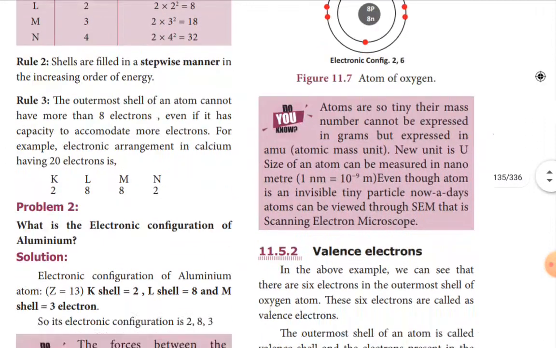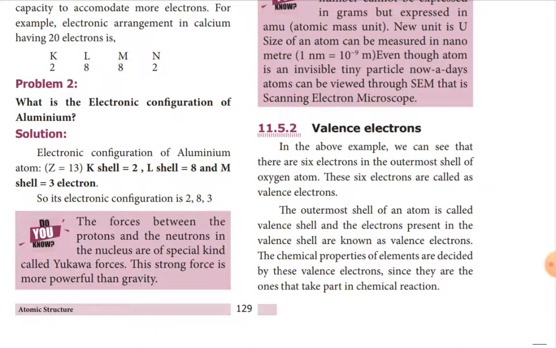Then next we are going to study about valence electron. So what is called a valence electron? That is the electron present in the outermost shell of an atom. There is a definition-like statement in the second last paragraph. The outermost shell of an atom is called the valence shell, and the electron present in the valence shell is known as a valence electron. So the last orbit in a particular atom is called the valence shell, and the electron present in that shell is called a valence electron.